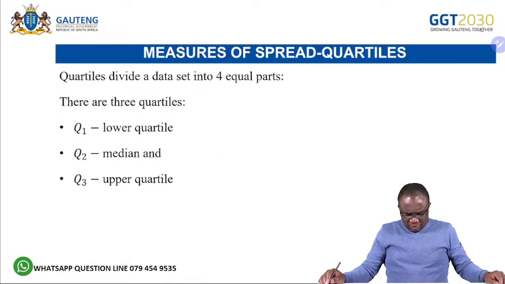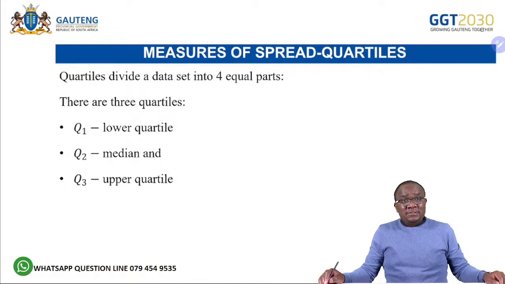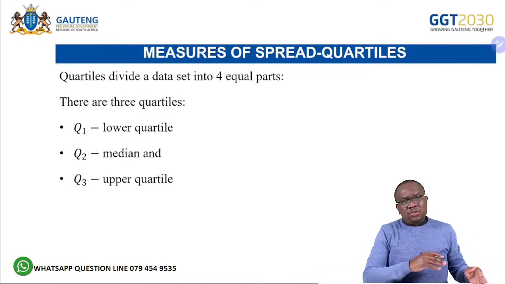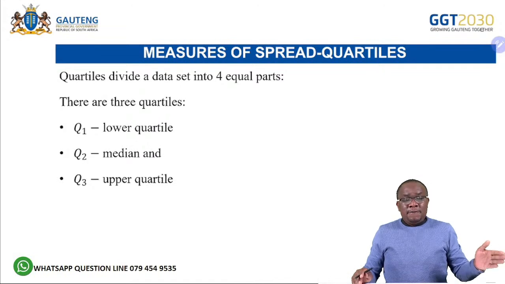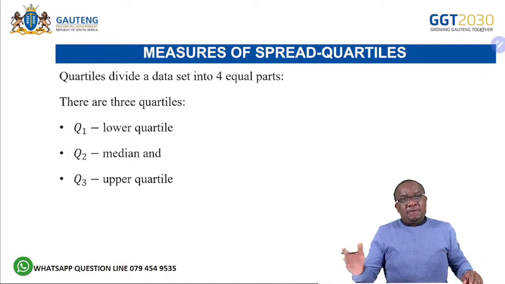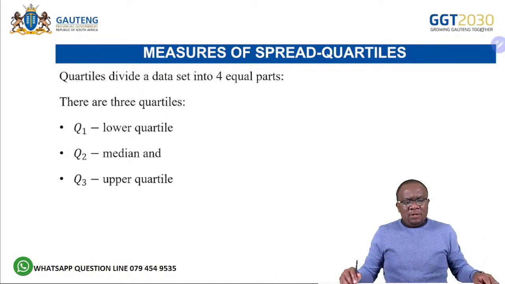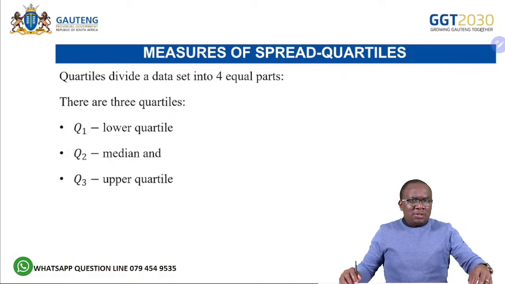Now, we talked about the median. Do you remember? What did you say about the median? The median divides the data set into two equal parts, 50% below it, 50% above it. Okay, now we are going to talk about the quartiles.